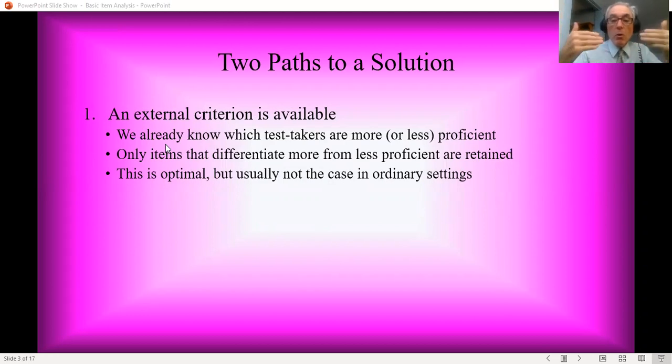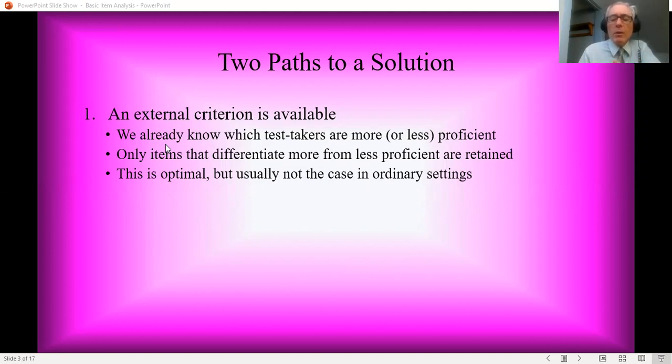Right? So you had known groups to begin with, and now you're using those known groups to construct good test items that you can then use in future settings. This is great when you can do it, but in most everyday settings, we don't have that kind of external criterion. All we really have are the test data themselves.